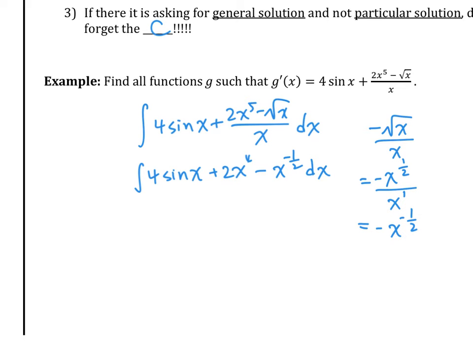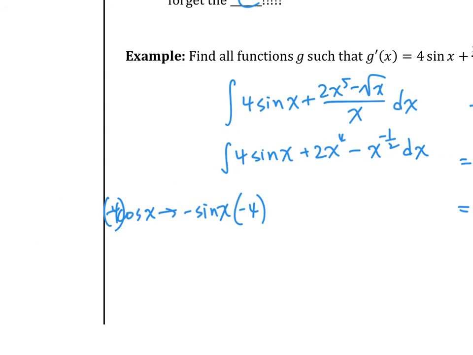So the integral of 4 sine x is, make a guess, probably something with a cosine, right? Take the derivative, you get negative sine. I don't want the negative, I want the 4. So I'm going to multiply by negative 4 on both sides. So this here is negative 4 cosine x.